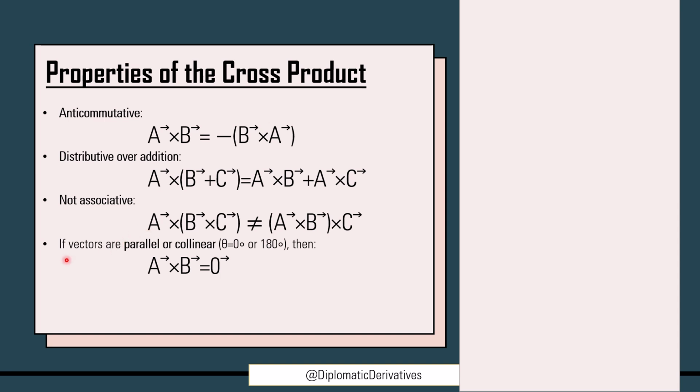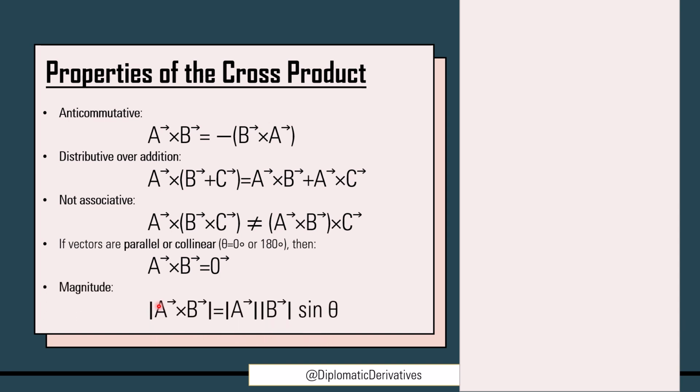Fourth, if vectors are parallel or collinear, by parallel we mean that either the angle would be 0 or 180, meaning the points are on the same line, and the vectors drawn will obviously be on one single line, so therefore they're parallel, or they could be collinear. So this means that the angle is either 0 degrees or 180 degrees, then A cross B is equal to 0, because sine 0 is 0, right? That is why A cross B will become 0, or in case of 180 also it's the same thing.